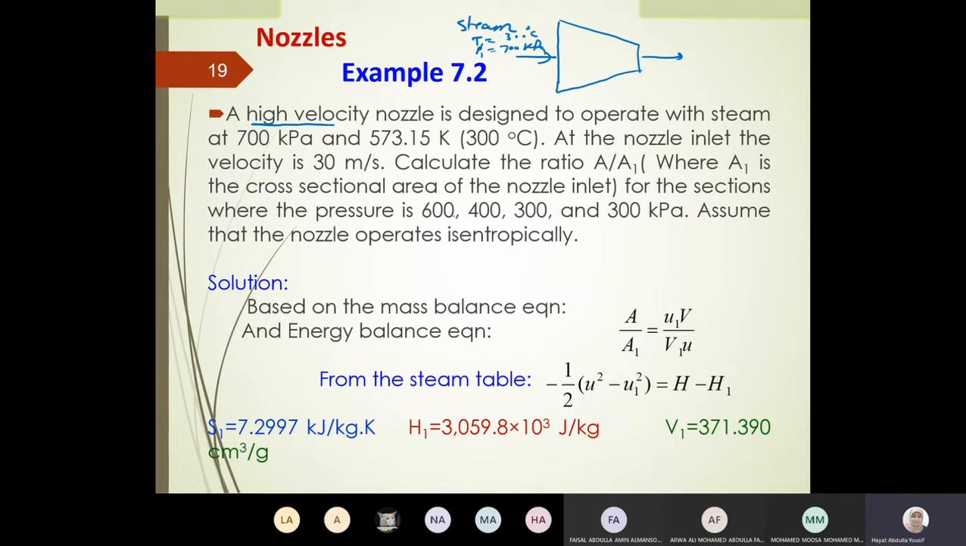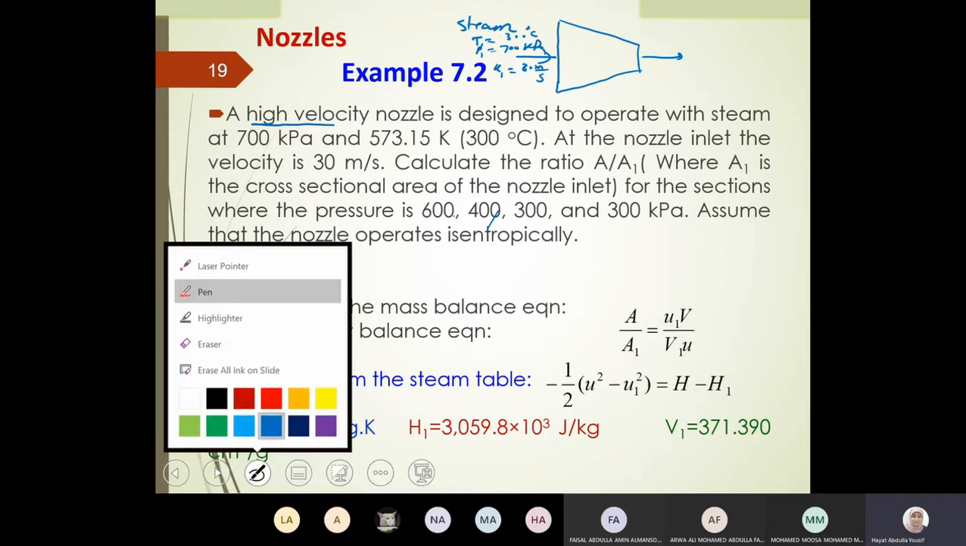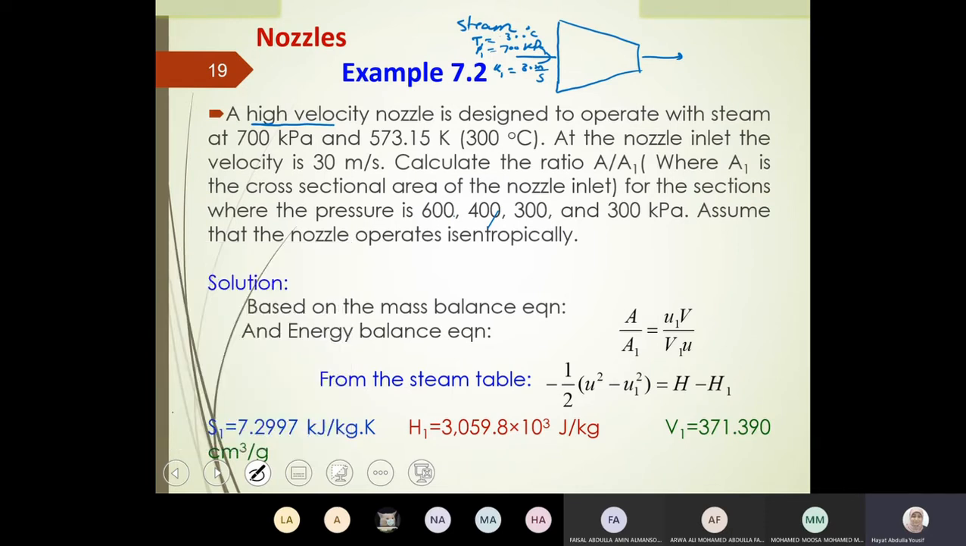Now, at that inlet temperature and pressure, the velocity is also given, and that velocity is 30 meters per second. What they ask for is calculating the ratio A over A1. And what do they mean by A over A1? A1 is the inlet cross-section area, that's fine. But A is the cross-section area at different locations. They may have asked for cross-section area at different locations.